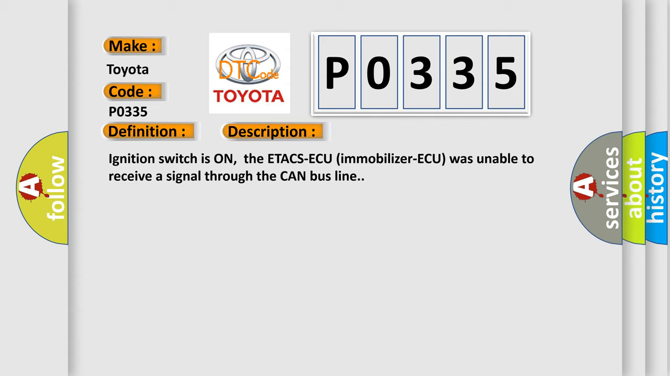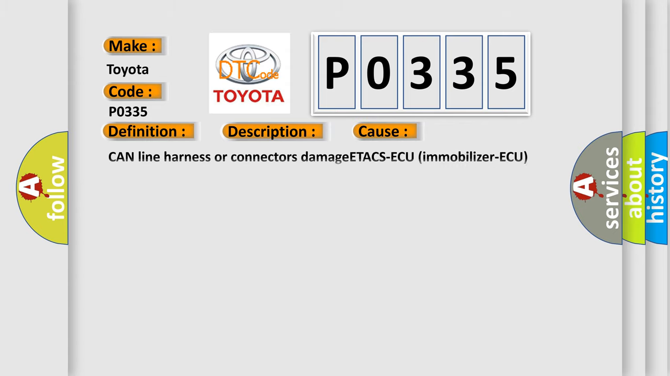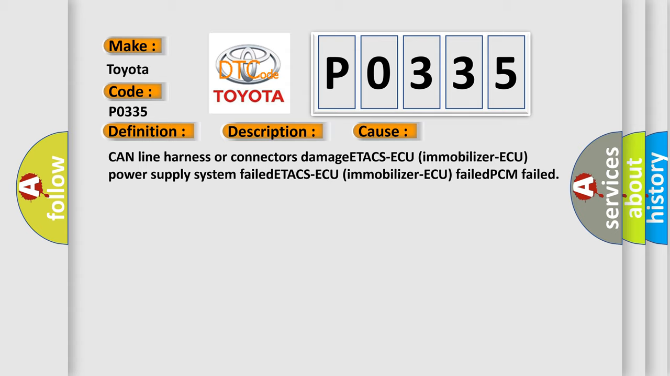This diagnostic error occurs most often in these cases: CAN line harness or connectors damage, ETACS-ECU Immobilizer-ECU power supply system failed, ETACS-ECU Immobilizer-ECU failed, PCM failed.